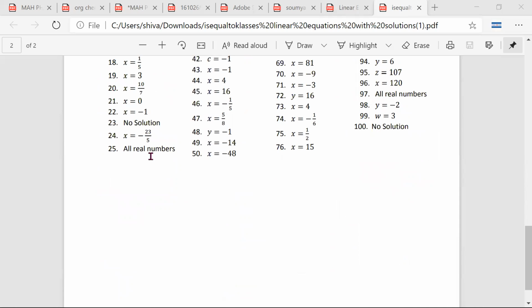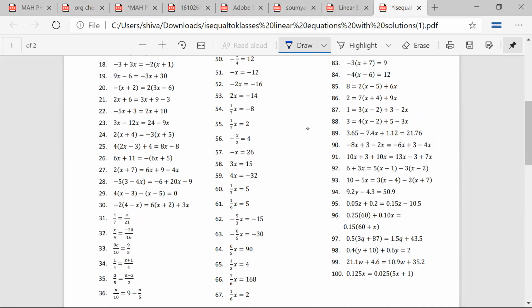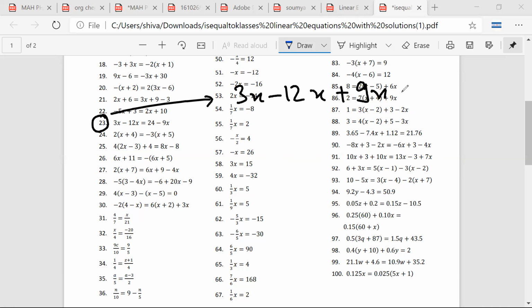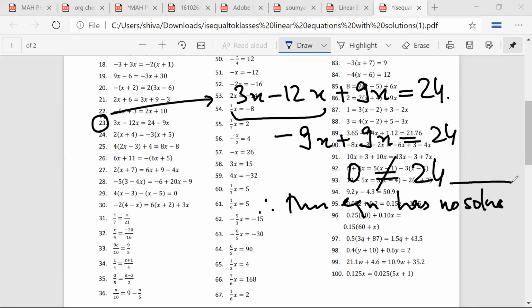See, let us try to understand what does he mean by all real numbers and what does he mean by no solution. Question 23. 3x minus 12x plus 9x is equal to 24. So minus 9x plus 9x is equal to 24. 0 is equal to 24, which is not okay. Therefore, this equation has no solutions. Have you understood the difference?